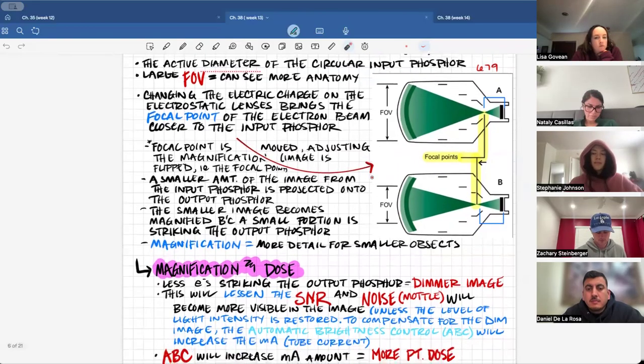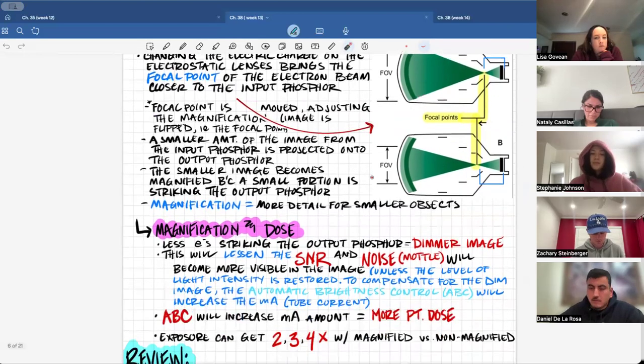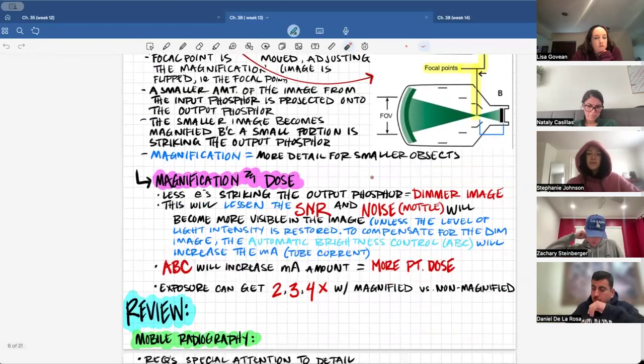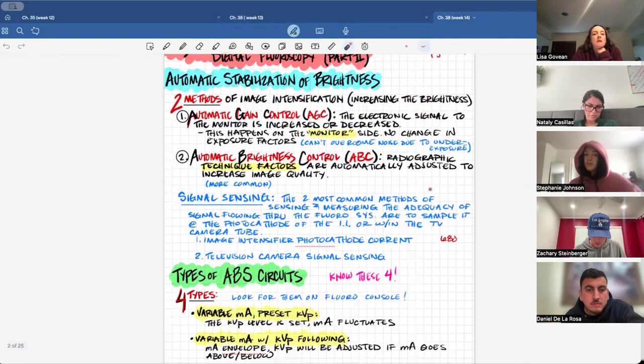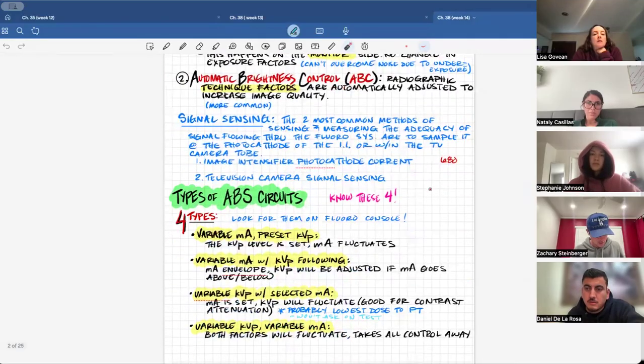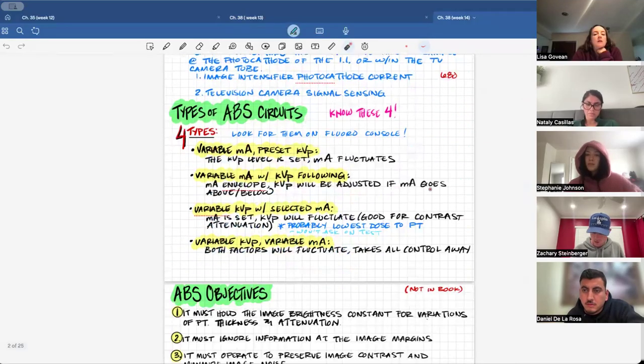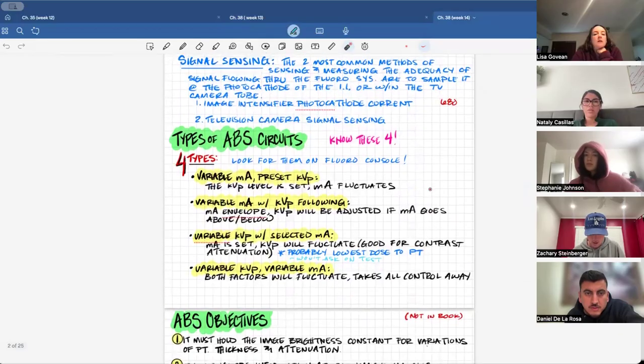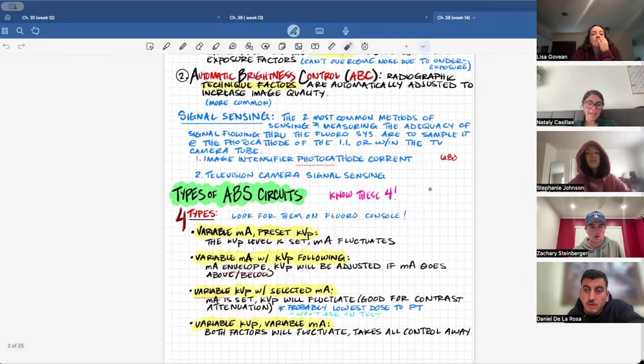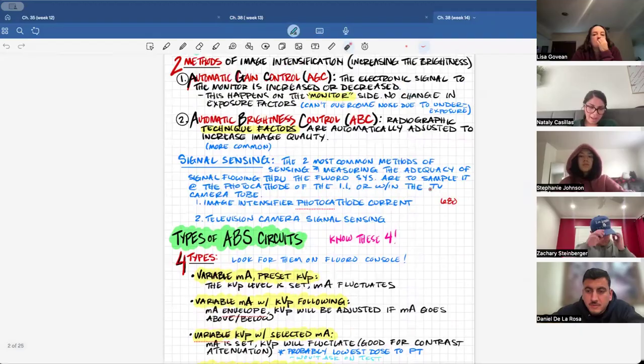Okay. I think someone had a question about automatic brightness control. Was that right? Or was that USAC? Or was it the ABS? Oh, is that you? Yeah. Okay. What was your question about?